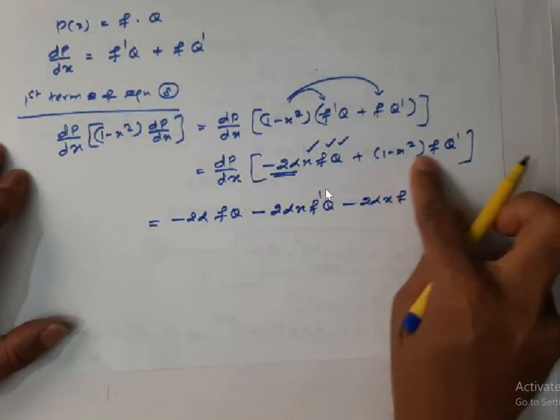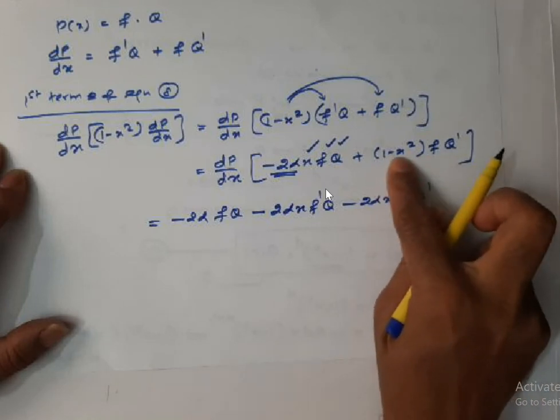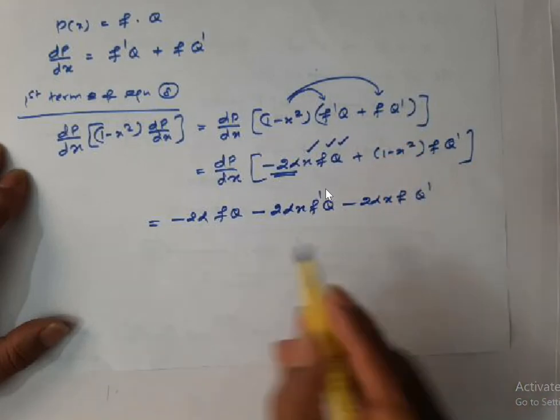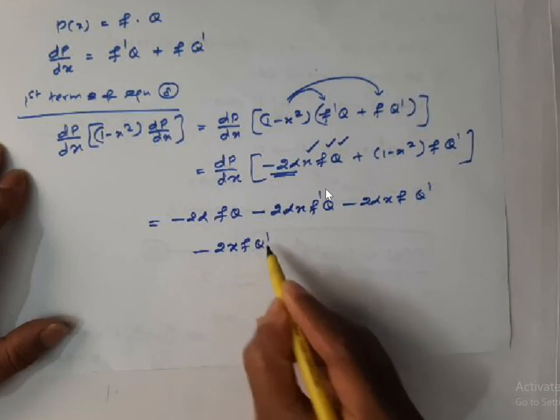Similarly, I'm going to differentiate here. I'll keep f and q dash as such. If I differentiate 1 minus x square, 1 differentiates to 0, and minus x square will give minus 2x. Which will give me minus 2x f q dash.